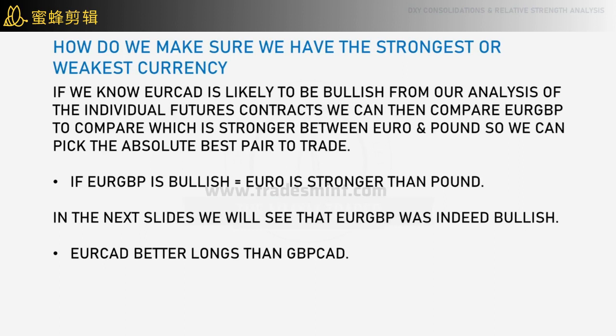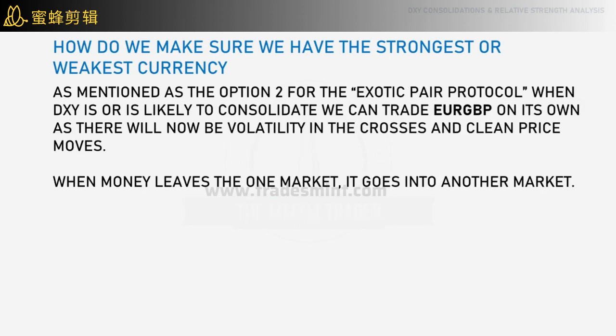So if Euro GBP is bullish, then the euro is stronger than the pound, and then in the next slides we will see that Euro GBP was indeed bullish, so EuroCAD is better longs than GBP CAD. As mentioned as option number 2 for the exotic pair protocol, when DXY is or is likely to consolidate, we can trade Euro GBP on its own, as there will now be volatility in the crosses and clean price action moves. So when money leaves one market, it goes into another market.